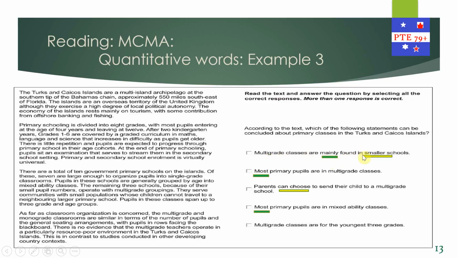Multigrade classes are mainly found in smaller classes. So again, "mainly" does not mean 100%, right? Mainly means the majority of them. Most, most, all these things, right? Again, quantitative words. And then "can choose." These yellow ones are also quantitative words, but not exactly quantitative. "Can choose" means they can choose, so the parents have the option to choose, that's what it means. So don't get confused with these kinds of words, right? "Found in smaller schools": make note they are only talking about smaller schools here.